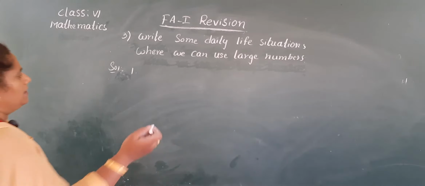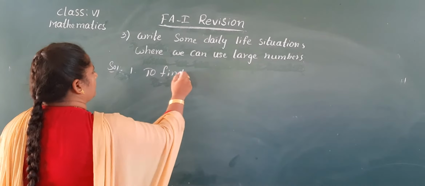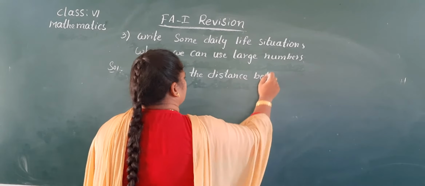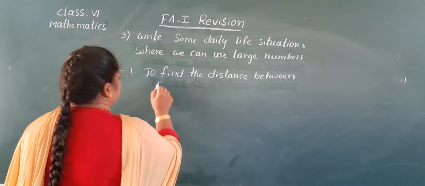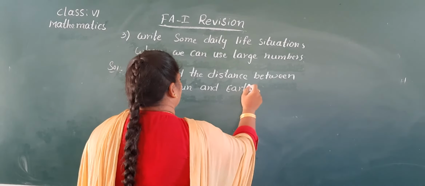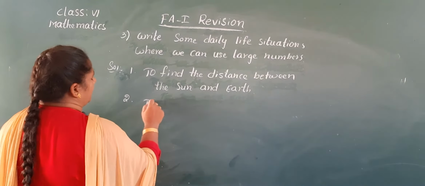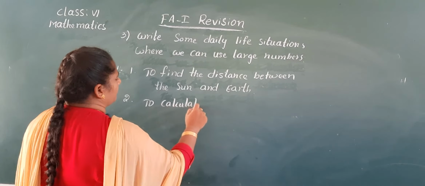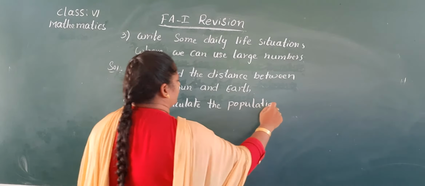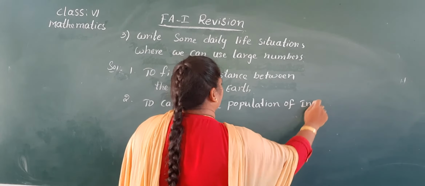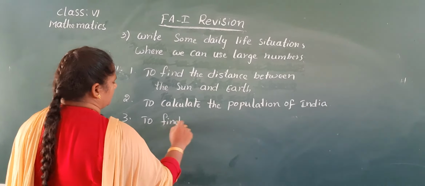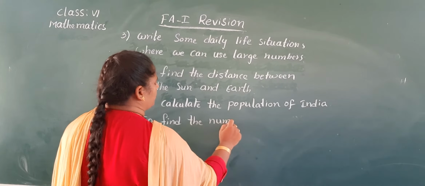Okay. First, to find the distance between the sun and earth. Next, to calculate the population of India. So, to find the number of stars in the universe.